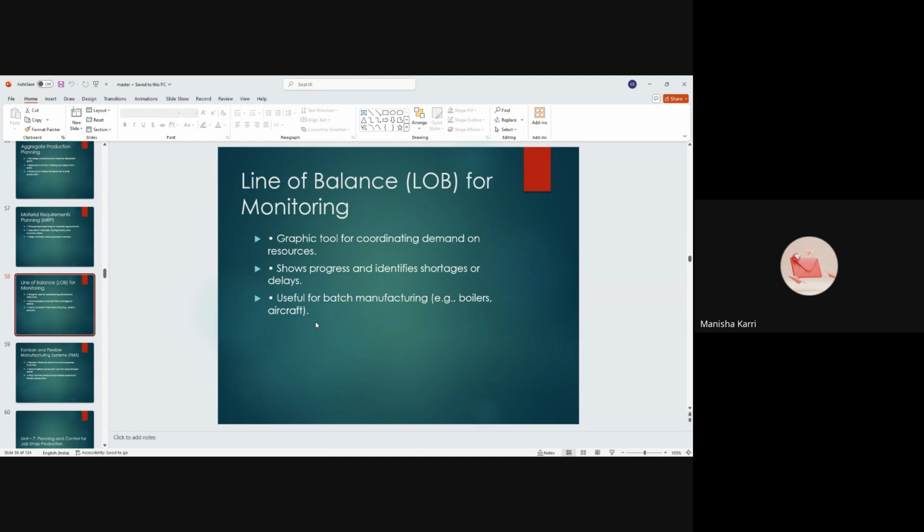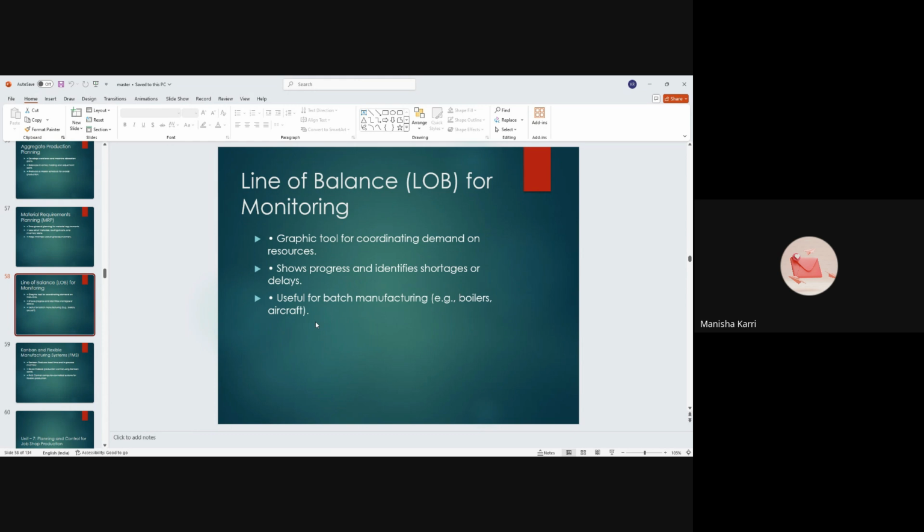And the next topic is line of balance, LOB, for monitoring. So what does line of balance mean? It is a graphical tool, and it helps in monitoring and coordinating the demand for resources in production. It tracks whether production is on schedule or not, and also helps in identifying any delays or shortages early. This is nothing but line of balance.